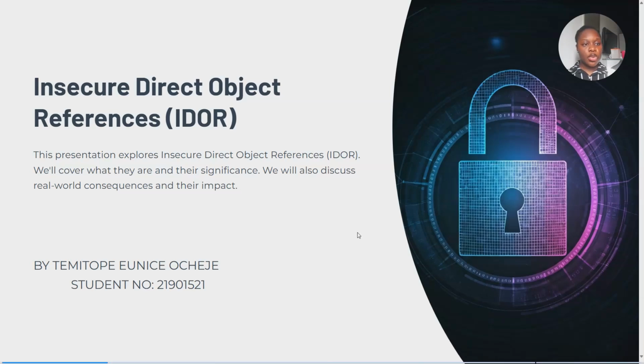My name is Timotokwe Yunisucheji and I will be discussing insecure direct object references, otherwise known as IDOR. IDOR is a common and dangerous web vulnerability that allows attackers to bypass authorization and access resources they shouldn't. We'll look at what IDOR is, why it matters, and how it has real world consequences. We will talk about the threat and how to guard against it.